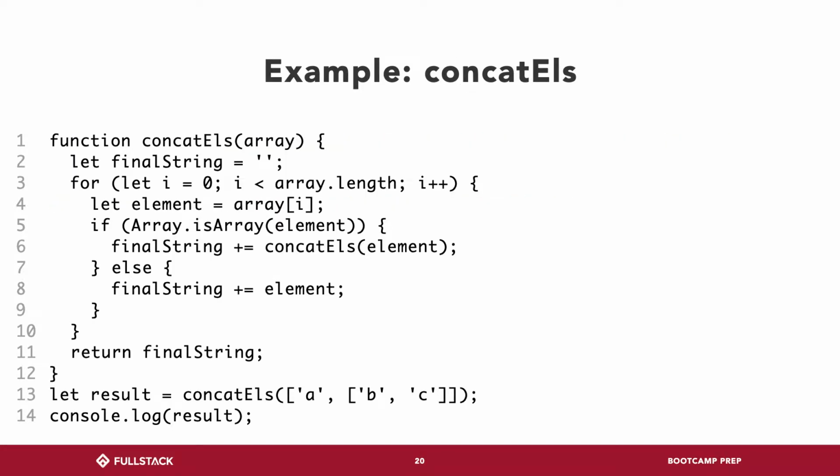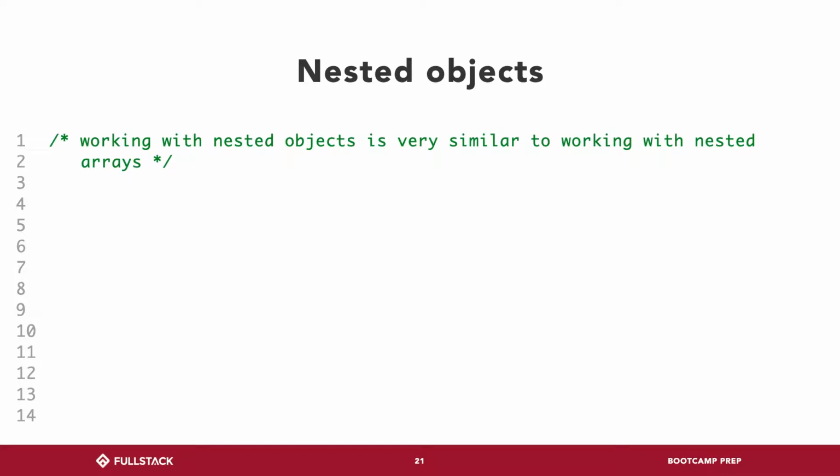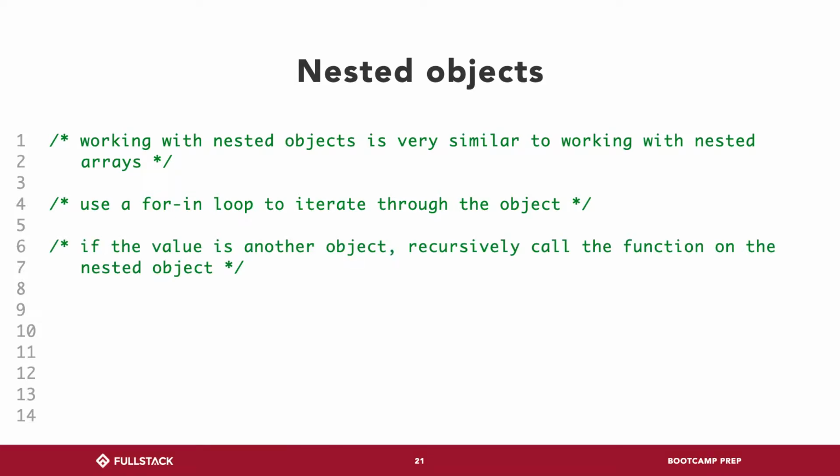So now we'll talk about nested objects. So we're going to go back into the example that I showed you guys before. But I think many of you might agree with me that the logic we did in that array thing was the same logic as I did when I coded it out for you, right? So, working with nested objects is very similar to working with nested arrays. Use a for in loop to iterate through the object, and if the value is another object, just recursively call the function on the nested object.